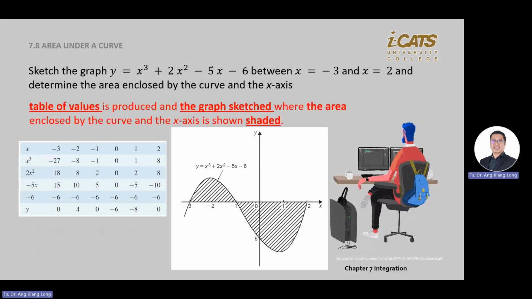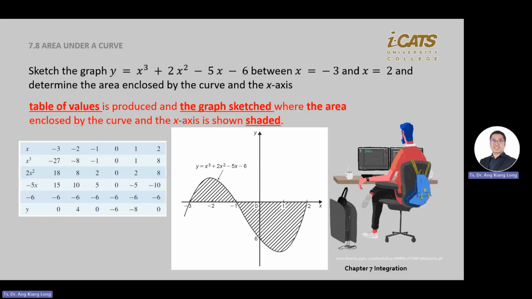Plot all the points. You have 6 points: (-3, 0), (-2, 4), (-1, 0), (0, -6), (1, -8), (2, 0) on the graph. So when x is minus 3, y is 0; when your x is minus 2, you go to 4; when your x is minus 1, you go to 0; when your x is 0, your y is minus 6; your x is 1, you go to minus 8; your x is 2, you go to 0. So you need to get a curve like this.